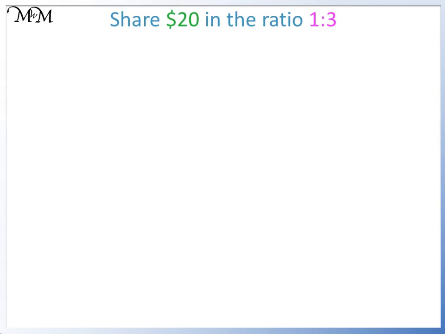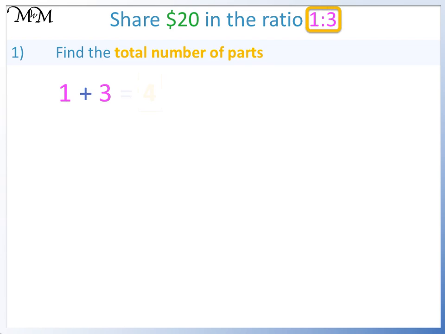Here's another example. Share $20 in the ratio 1:3. Step 1. Find the total number of parts. For this, we look at our ratio 1:3. 1 plus 3 equals 4, so the total number of parts is 4.